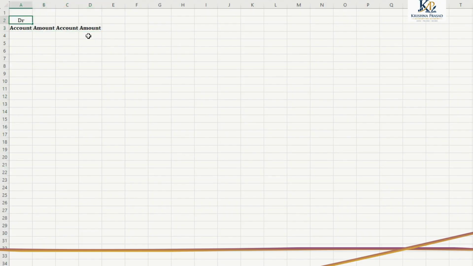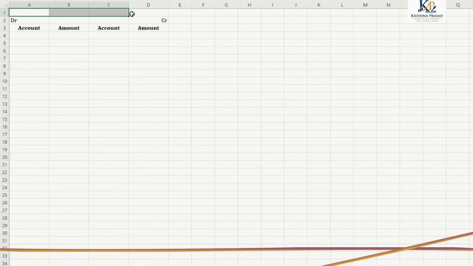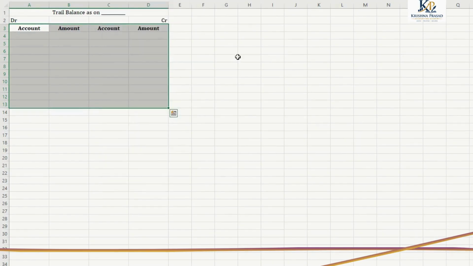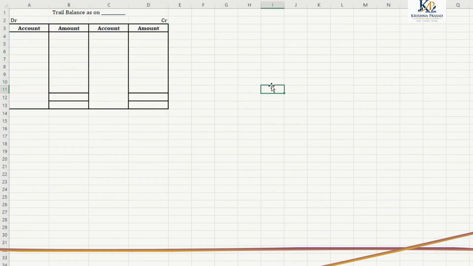So the left side will be called the debit side, and coming to the right side, it will be the credit. That's why in the heading we'll mention trial balance as on the date. On which date we are preparing, we need to mention the date itself. Like this, we need to prepare the trial balance, and we can go with the totaling on both sides, the debit side and credit side.